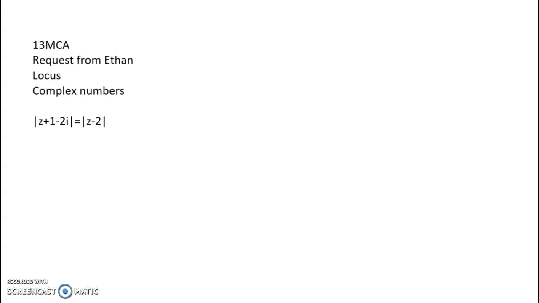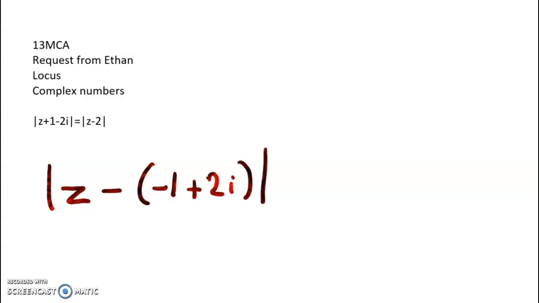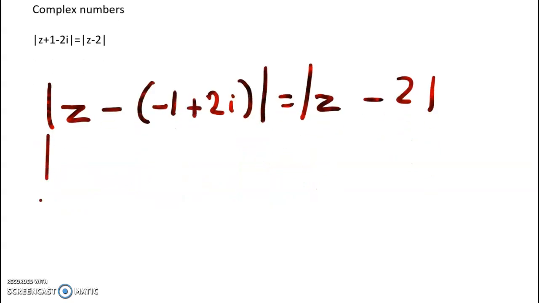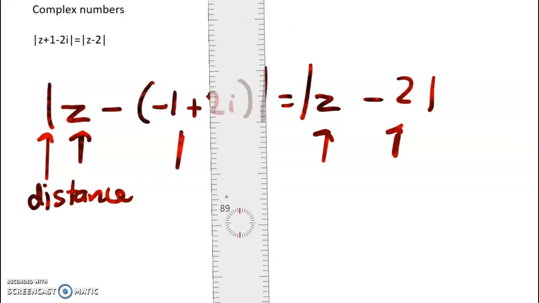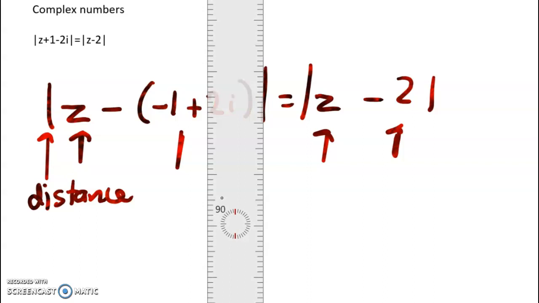Okay, let's look at what this means before we get into the algebra. So we've got some point z, and we're going to rewrite that left-hand side as this. z minus (-1 plus 2i) is equal to z minus 2. So we can think of this as meaning the distance between the point and this point has to be the same as the distance between the point and 2. So let's start by doing a really, really bad graph of where those two points are and see if we can work out what that locus is going to be.